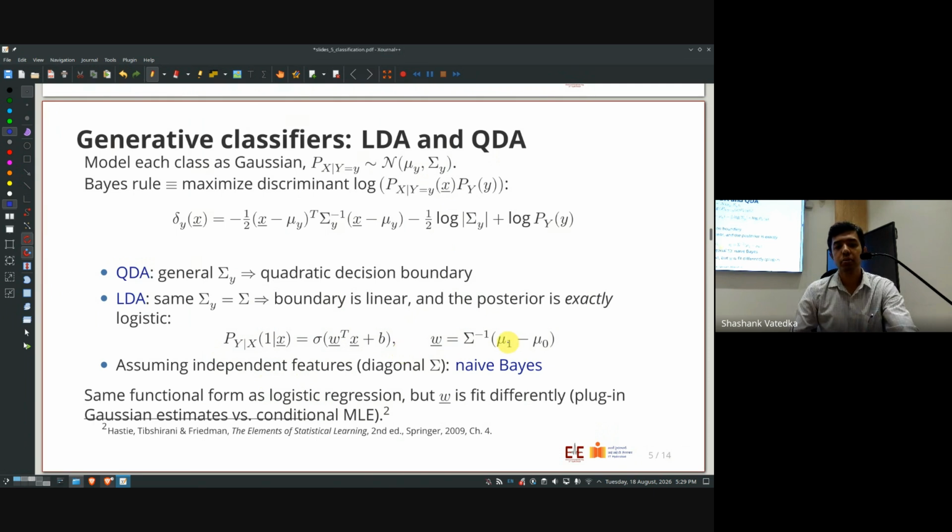In LDA, W has this very specific form of sigma inverse (mu1 minus mu0), and you're trying to learn sigma, mu1 and mu0. All right. So you learn these and plug mu1, mu0, and sigma into this particular quantity.